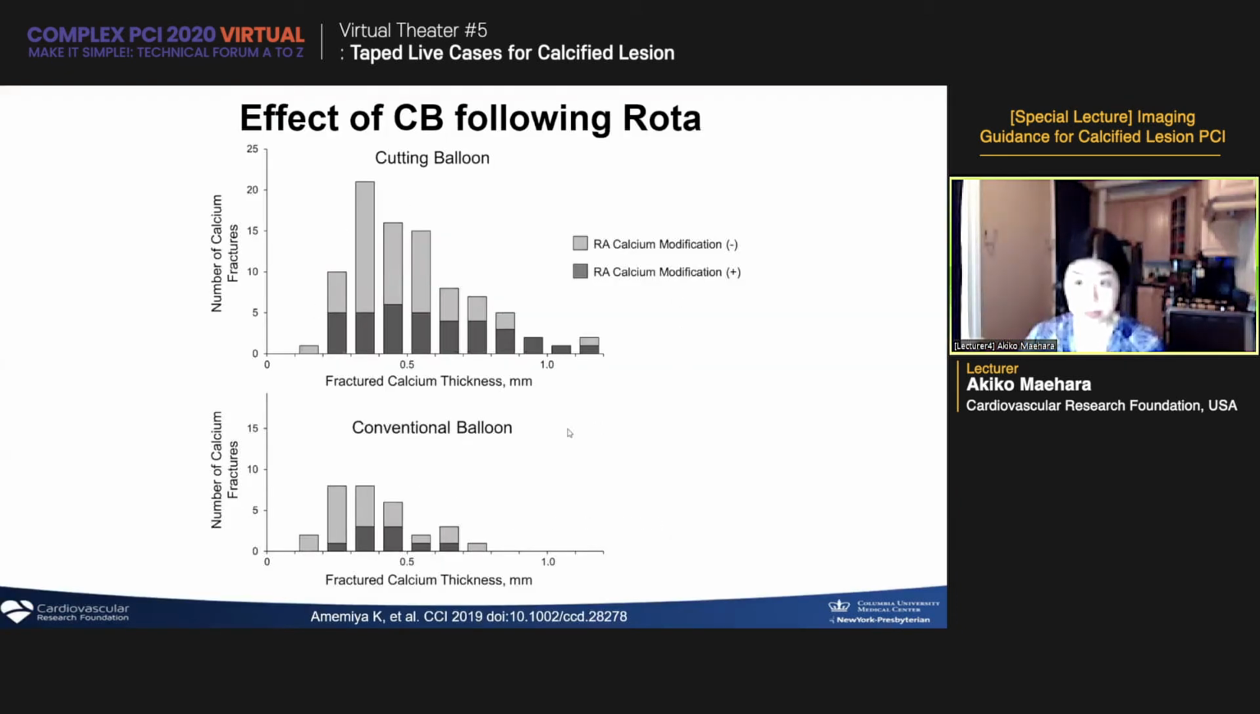And this is a summary. All of the cases were treated by rotor and following cutting balloon versus conventional balloon. First, you see more calcium fracture. Second, even with big calcium, you can see more fracture using the additional cutting balloon after the rotor ablator. So it seems there is some additional effect by using both together.